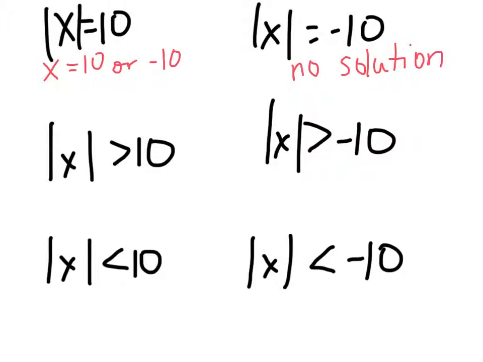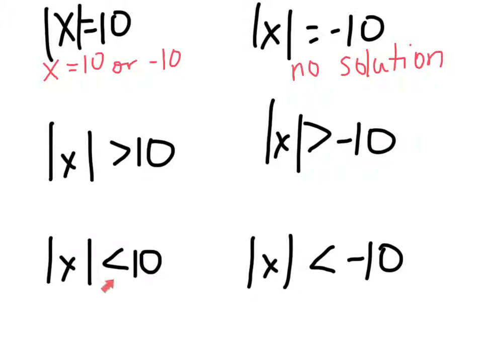Now we're going to apply those same ideas to inequalities. So these get a little bit trickier. We have 4 different types of inequalities that we're going to see. We're going to see the absolute value of something can be greater than a positive number, like in this first example, absolute value greater than a positive.